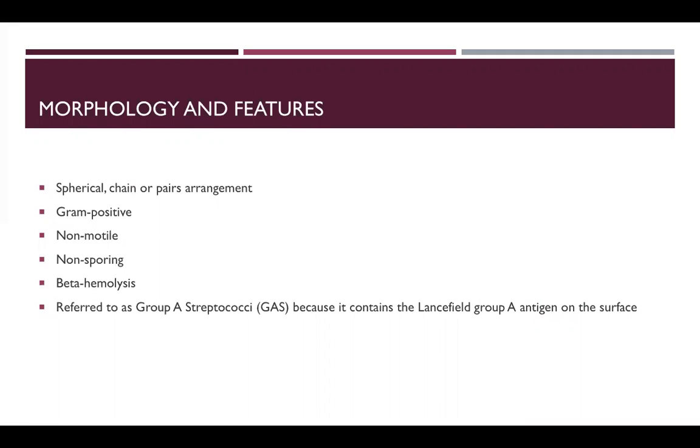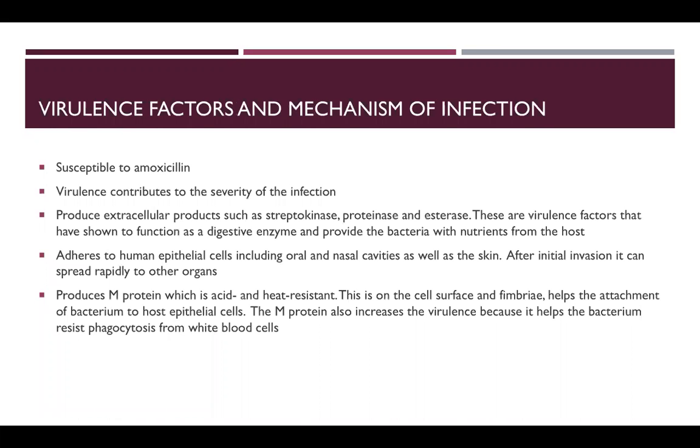Morphology and features: it's spherical and in chain or pair arrangement. It's gram-positive, non-motile, non-sporing, beta hemolytic, and like I mentioned, it's referred to as Group A Streptococci, or GAS, because it contains the Lancefield Group A antigen on the surface. And so they have group-specific carbohydrates. It is susceptible to amoxicillin.